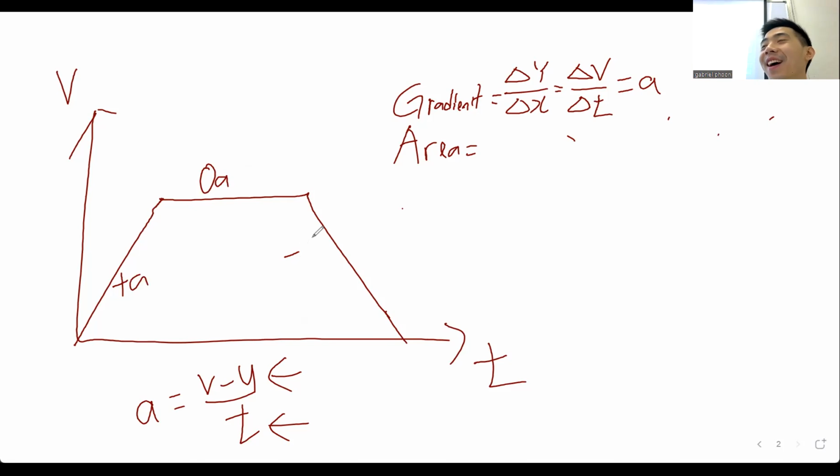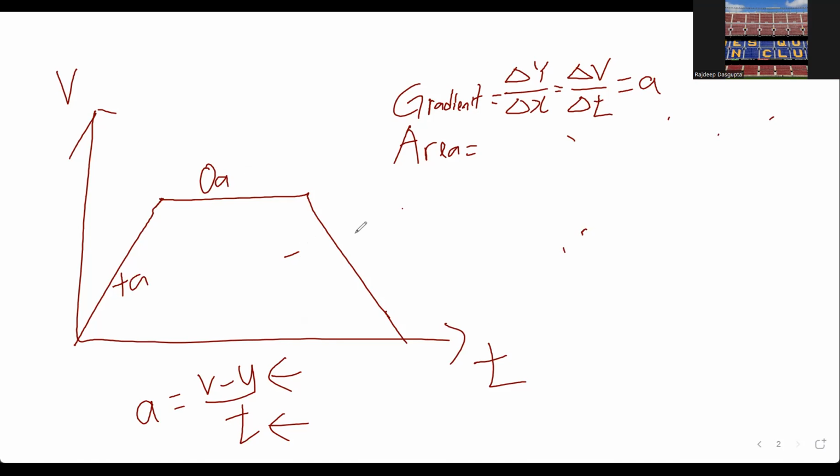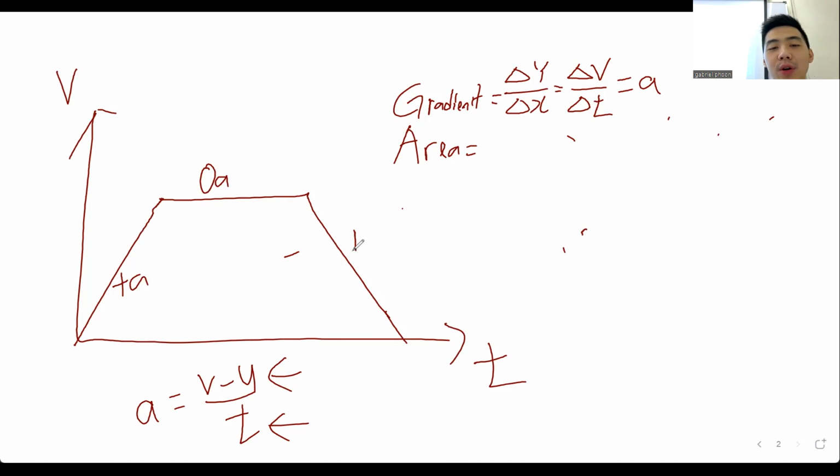Negative acceleration is known as what? Slowing down. Yeah, it is slowing down. In other words, it is known as deceleration, right? Deceleration is essentially the slowing down of the object.